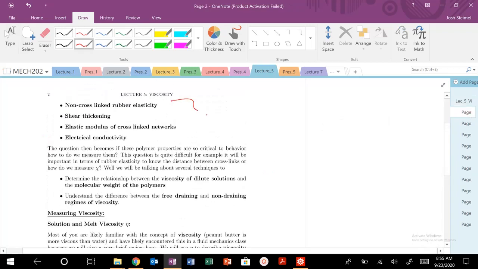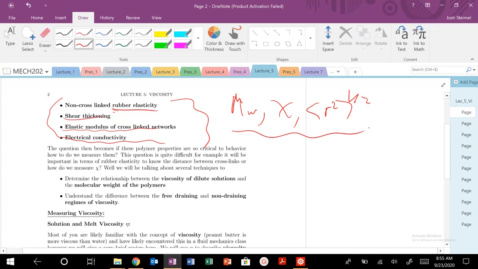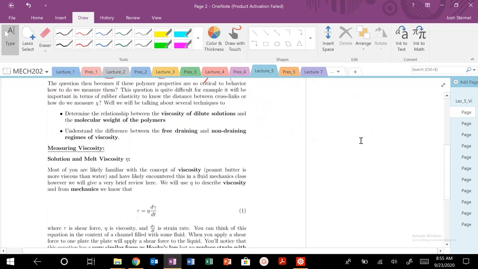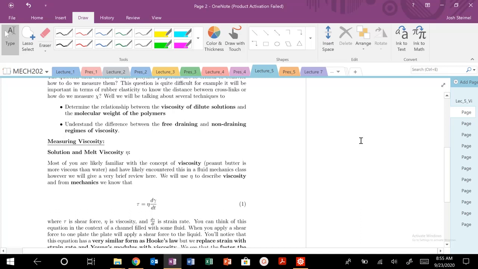A lot of those, molecular weight, chi parameters, basically the size of your chain, affect properties like non-cross-linked rubber elasticity, shear thickening, that is not a typo, and the elastic modulus for cross-linked networks. Lots of different polymer properties depend on molecular weight or chi or your root mean squared end-to-end distance. So it's critical that we're able to measure these values and properties. Today we're going to focus on looking at the viscosity of dilute solutions to figure out the molecular weight of polymers, and then we're going to figure out these different freely draining and non-draining regimes of viscosity.